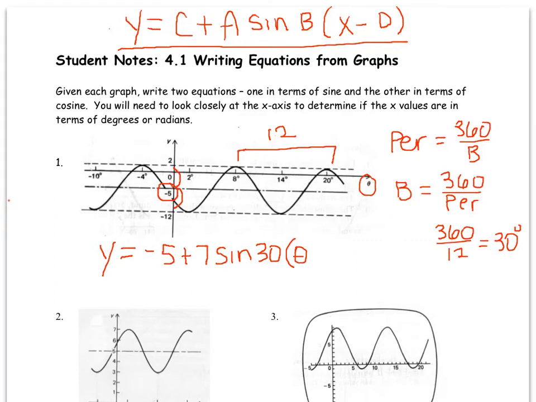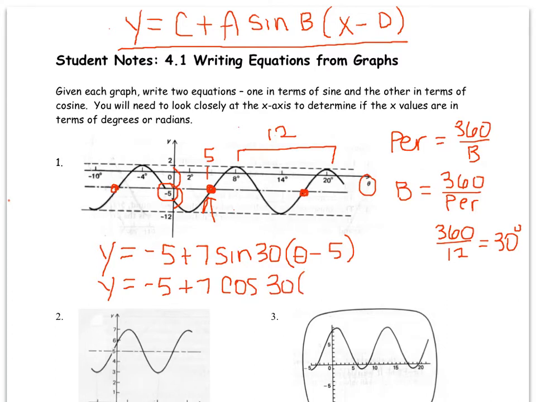Now if I'm doing sine, I need to know this point, and I could have picked this point as well, or even this point, but I'm going to go ahead and use this one because it seems like it's going to be the easiest one to find. One number is exactly between 2 and 8. If you're not sure, average the two numbers, you get 5. So then I'm going to have -5. And if I were writing this as a cosine curve, I would have -5 plus 7 cosine of 30.